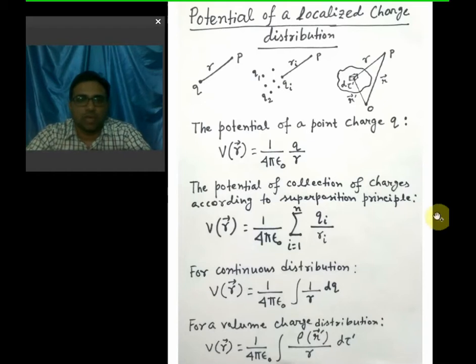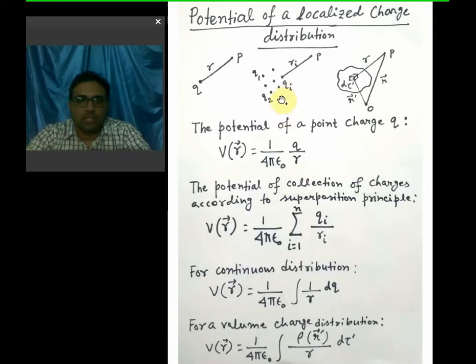Now we have seen that the potential of a point charge can be written like this, right? 1 by 4 pi epsilon naught q by r, and the reference point we have chosen at infinite distance, that means at infinity. So this is the potential for a point charge with respect to the infinite reference point.